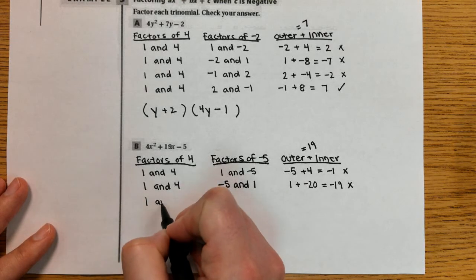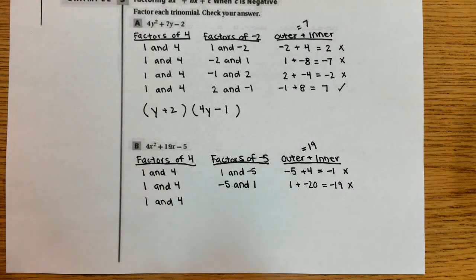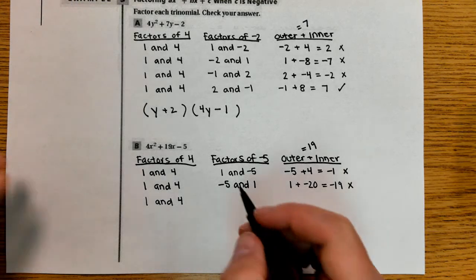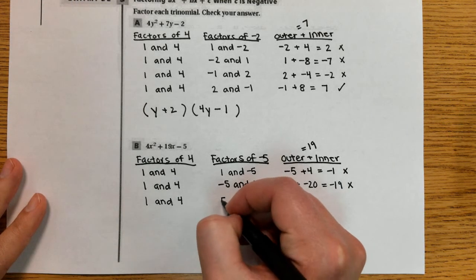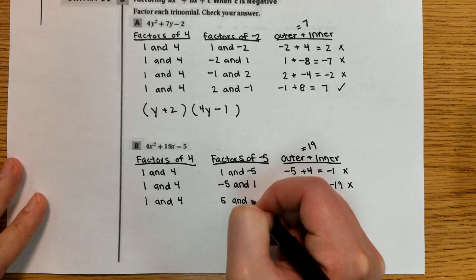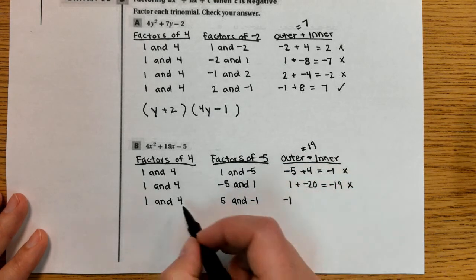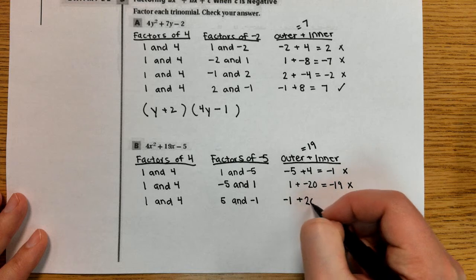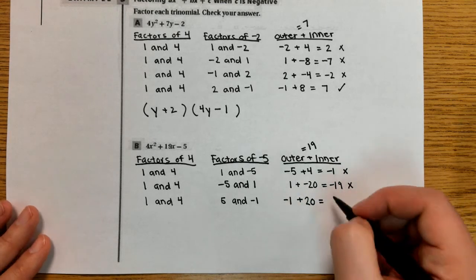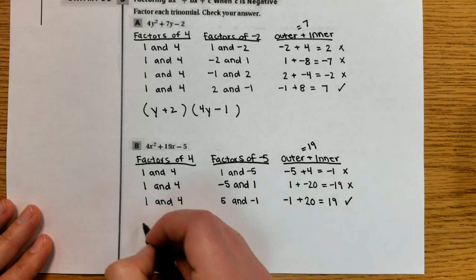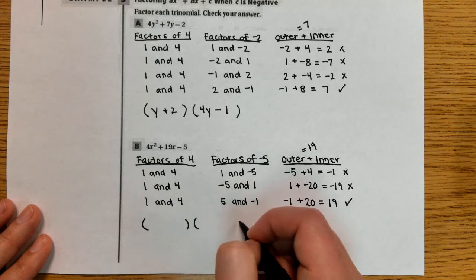So let's go ahead and switch where the negative is. So we're going to do 1 and 4. So let's have the negative go with the 1 this time. Let's do a positive 5 and a negative 1. So 1 times negative 1, and then 4 times 5 is 20. And then negative 1 plus 20 gives me a positive 19. Exactly what I want. So I'm going to set up my parentheses.